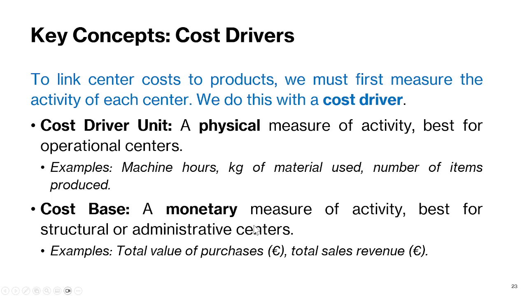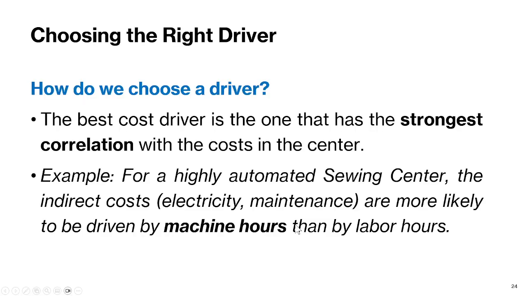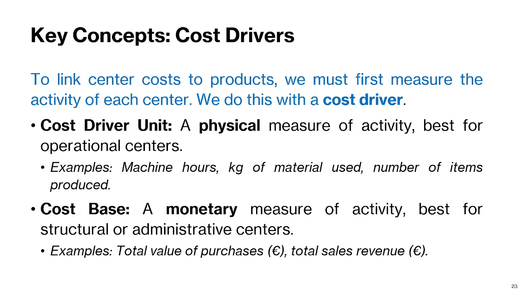The key is to choose a driver that has a strong correlation with the cost center, right? The formula is very simple. To calculate the rate, we use the total cost in the center divided by the total activity of the driver.